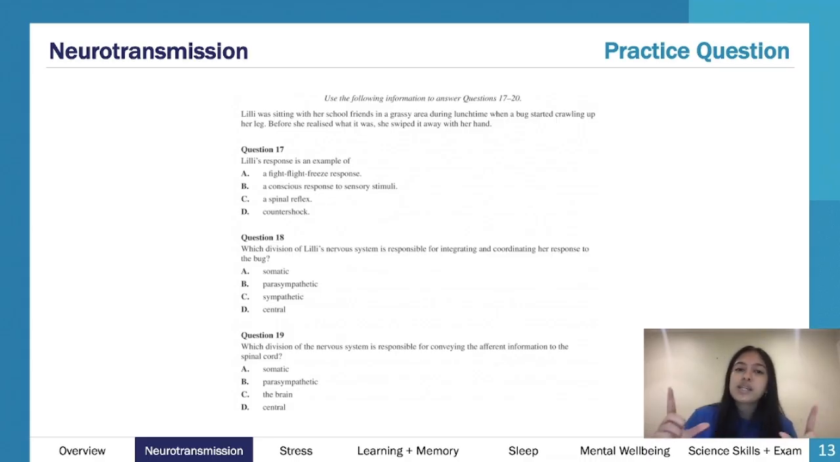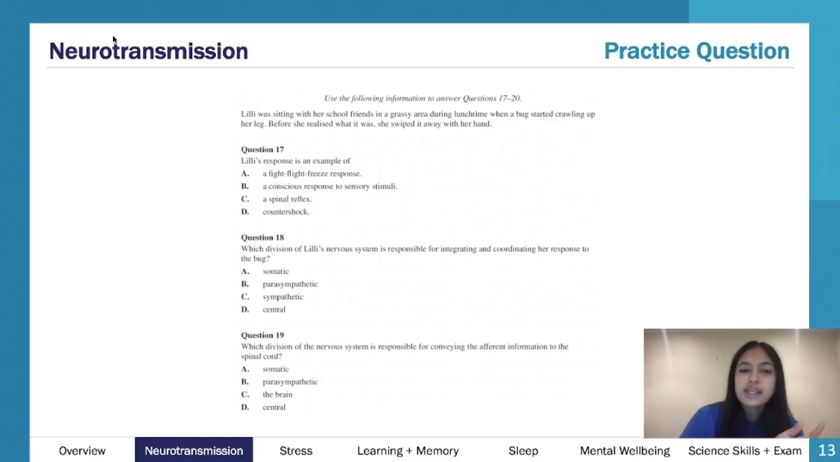You can see that the prompt isn't very long, but there are important parts of this question that tell you what's going on. So Lily's response is an example of, based on where this is in our lecture, you can tell that it won't be counter shock and it won't be fight, flight, freeze. Counter shock being part of GAS, your general adaptation syndrome. So we're thinking about a conscious response to sensory stimuli or a spinal reflex. These two are often confused a little bit on exams and among students.